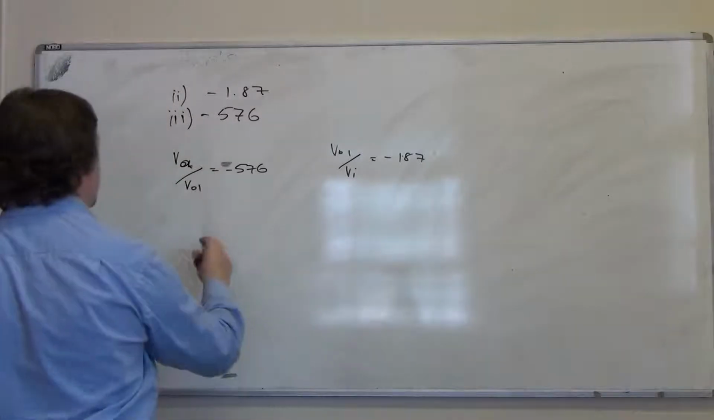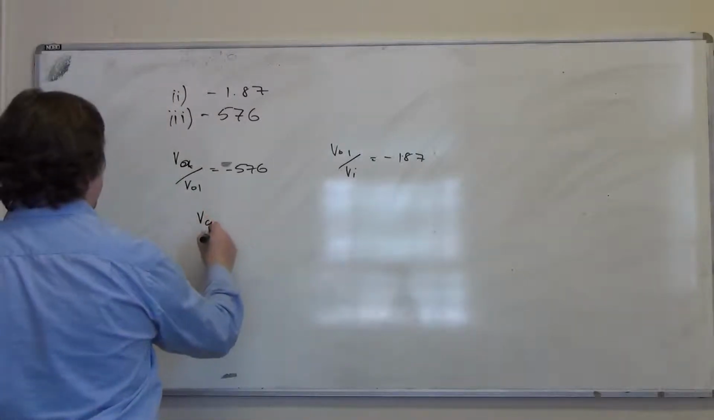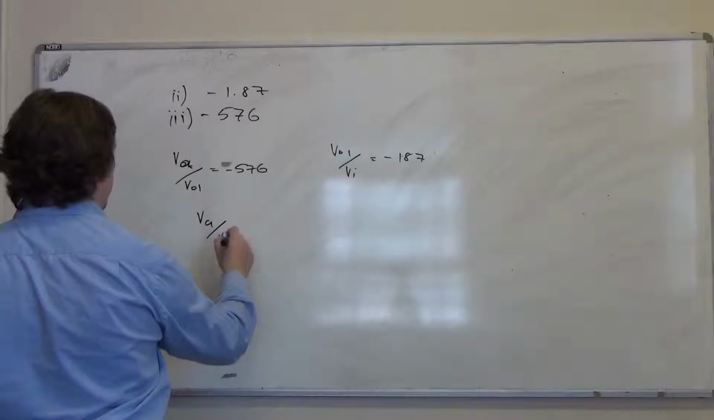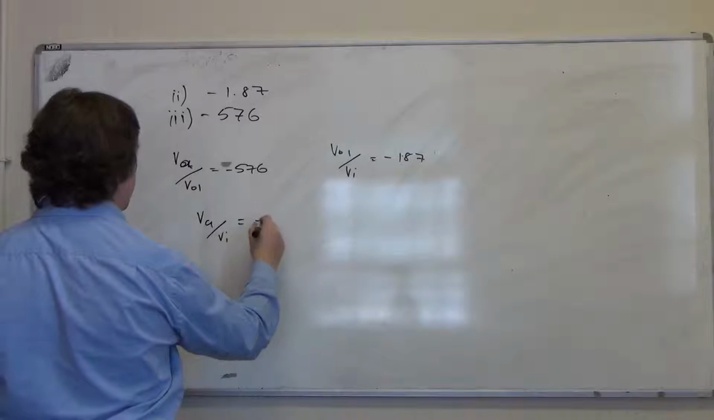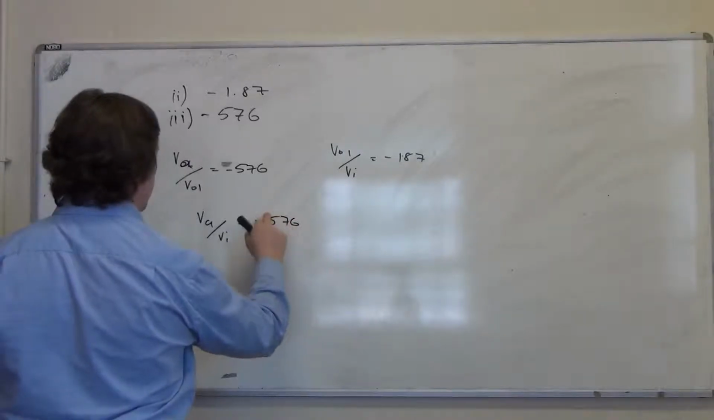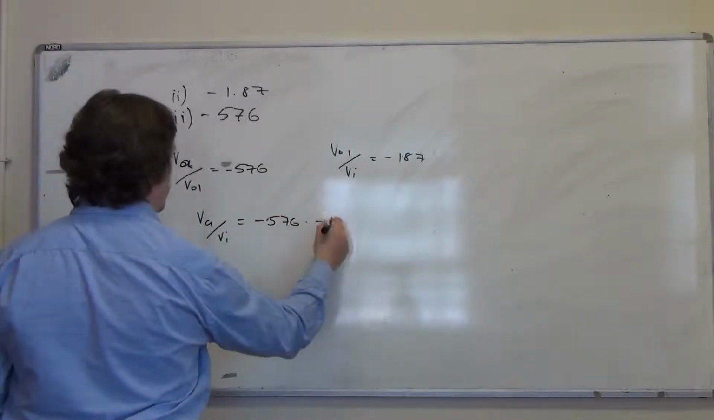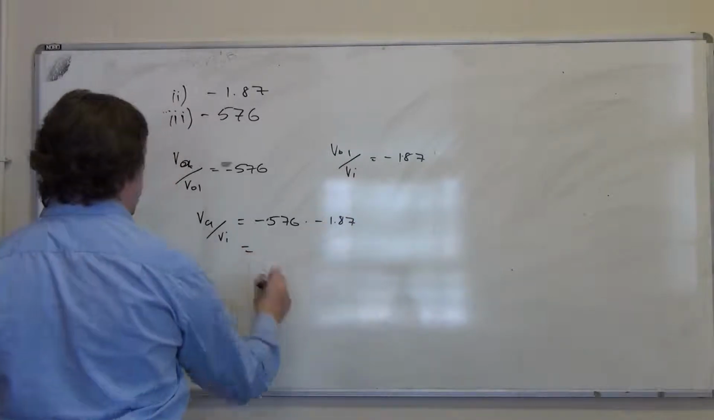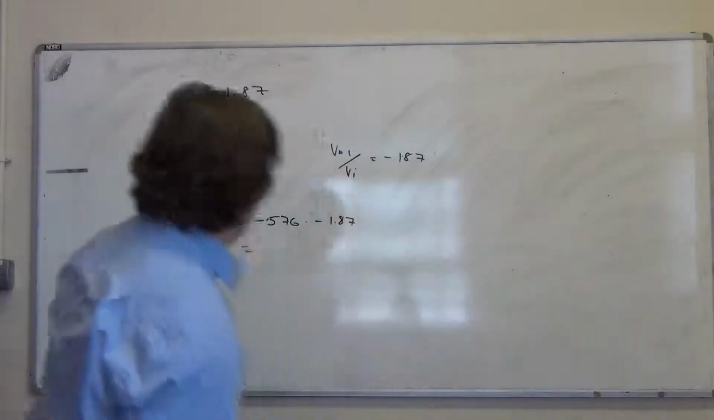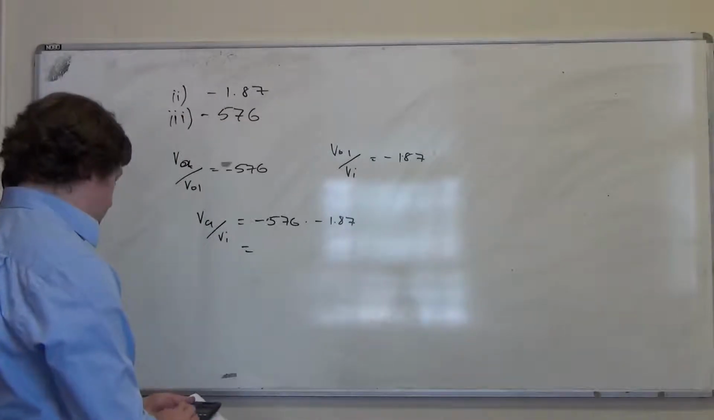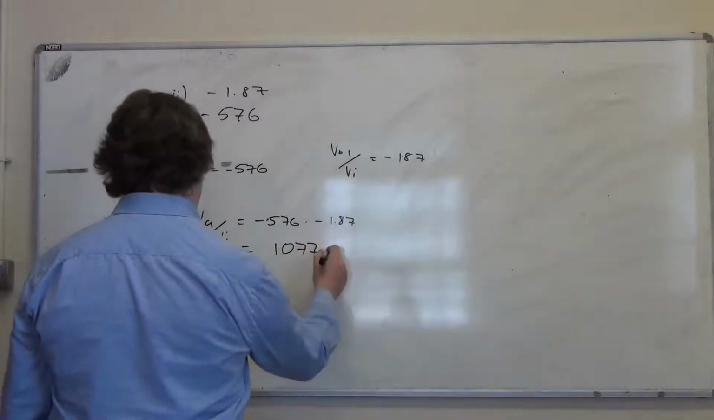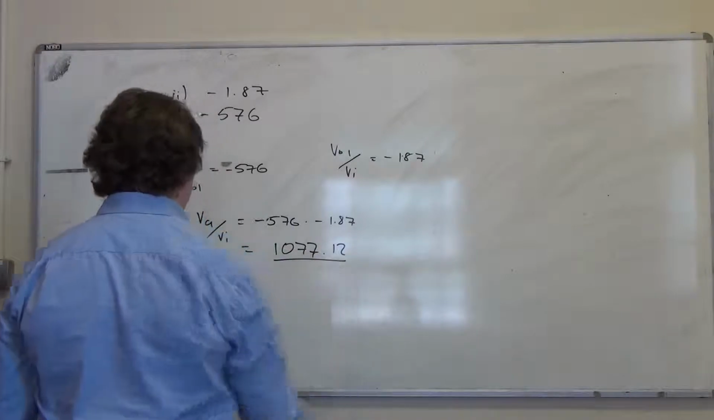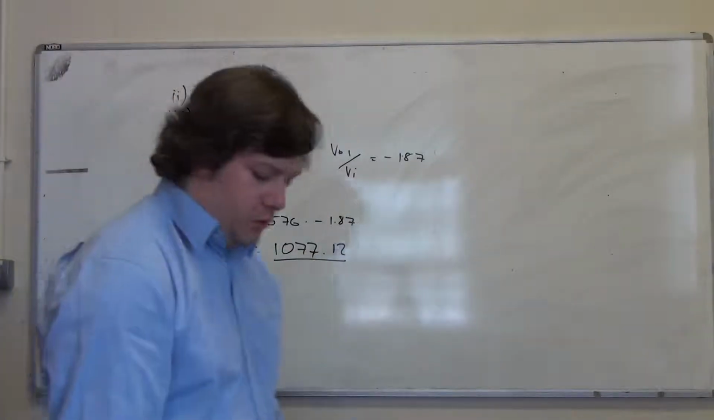So VA over VI, the VO1s have to go away and we end up multiplying these two together. So minus 576 times minus 1.87, and that's going to end up being somewhat more than 1,000. 1.87 times 576 is 1,077.12. That's all there is to that.